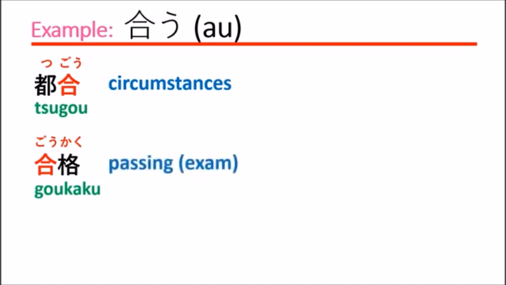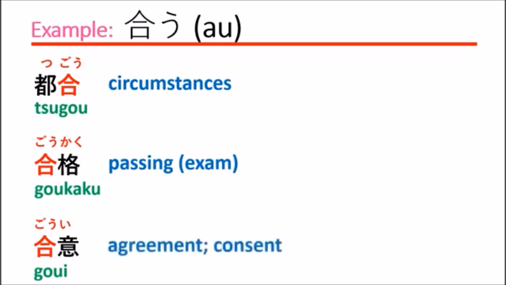Gokaku means passing an exam. Actually, they use it when you pass the exam. They will use gokaku or fugokaku. Fugokaku means not passing, but gokaku means passing. Goi means agreement or consensus.